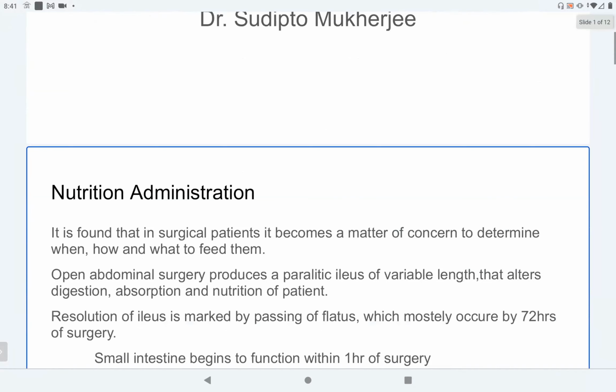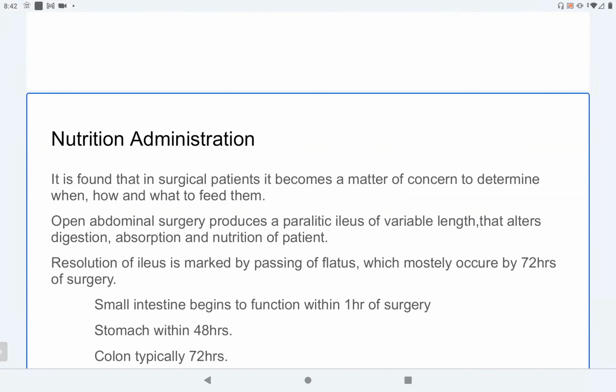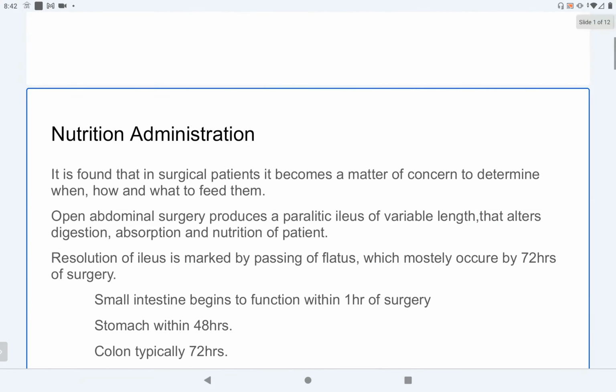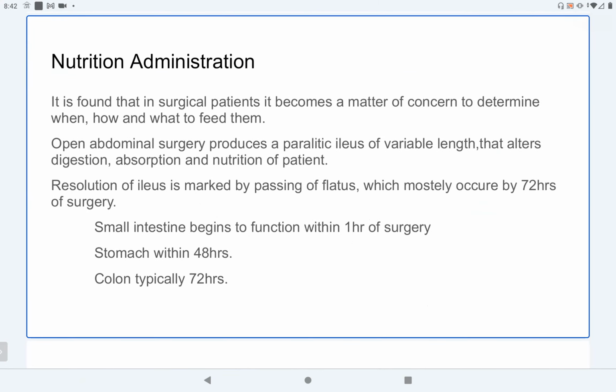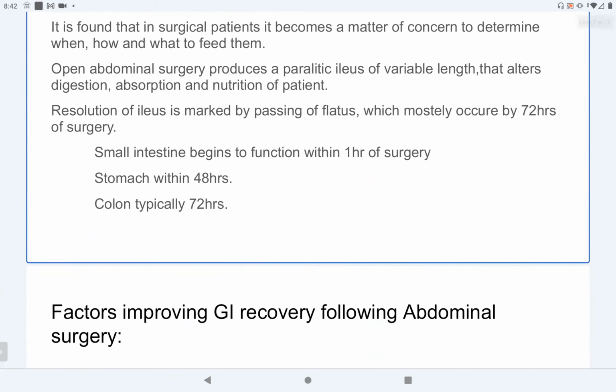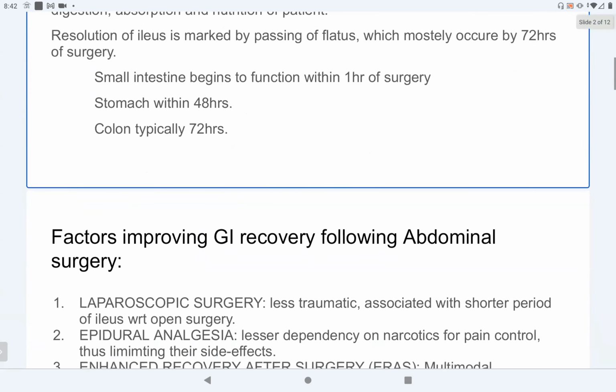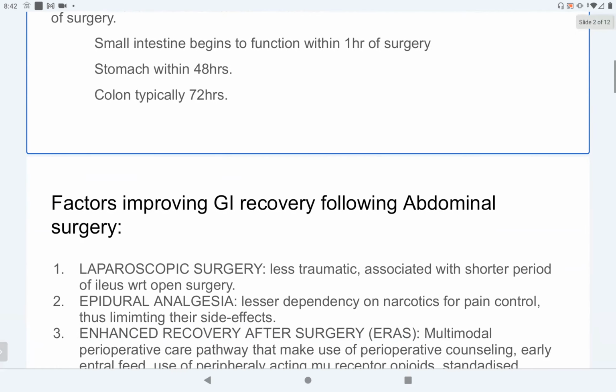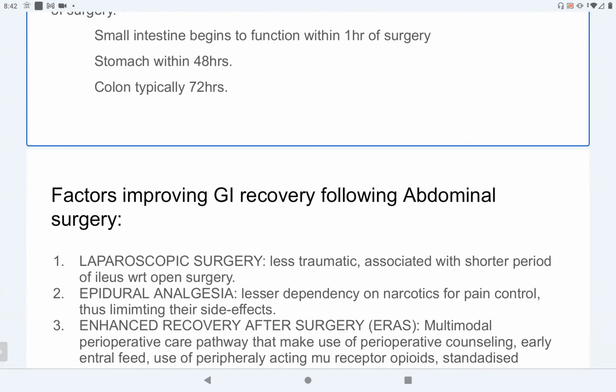Nutritional administration. It is found that in surgical patients, it becomes a matter of concern to determine when, how, and what to feed them. Open abdominal surgeries produce a paralytic ileus of various length that alters the digestion, absorption, and nutrition of the patient. The ileus generally resolves after 72 hours, which is marked by passing of flatus. Our small intestine begins to function after 1 hour of surgery, and stomach within 48 hours. Colon typically starts working after 72 hours.